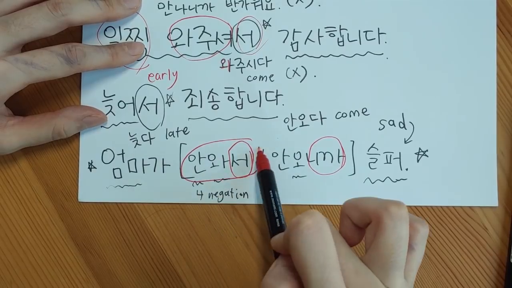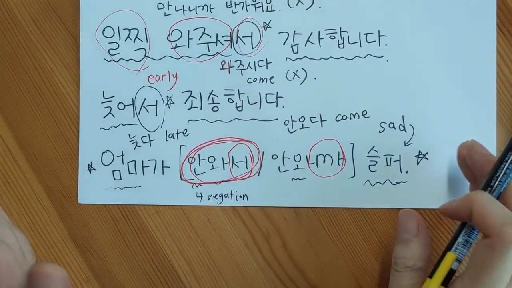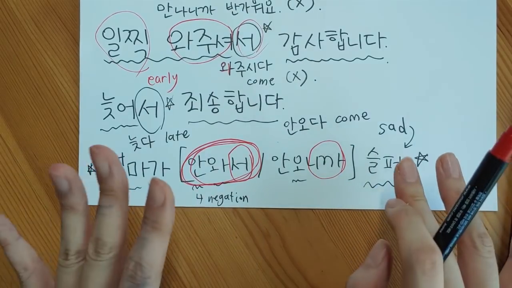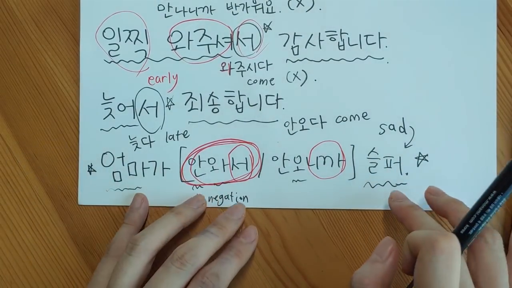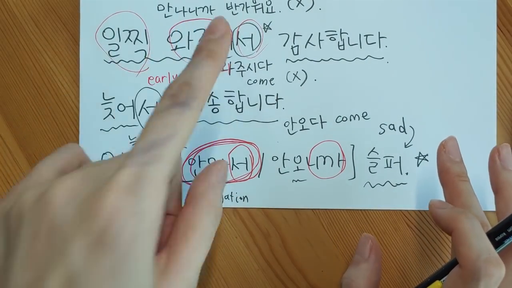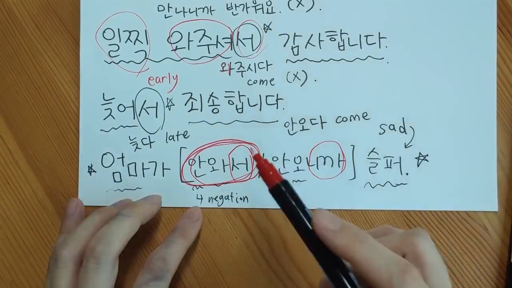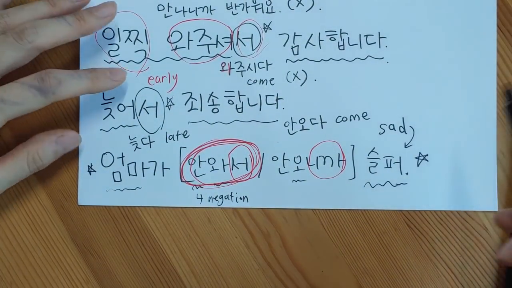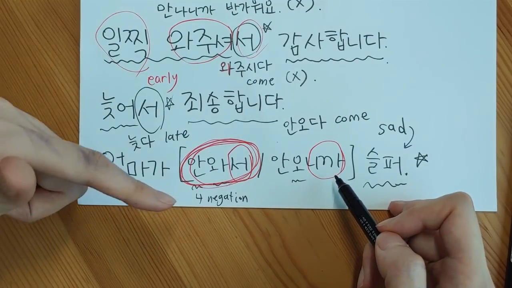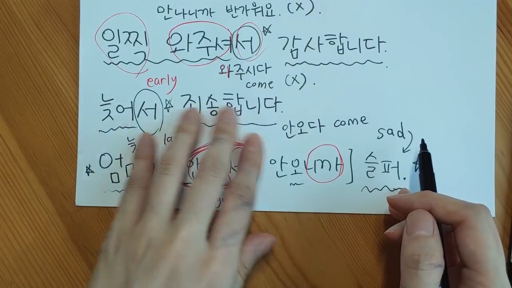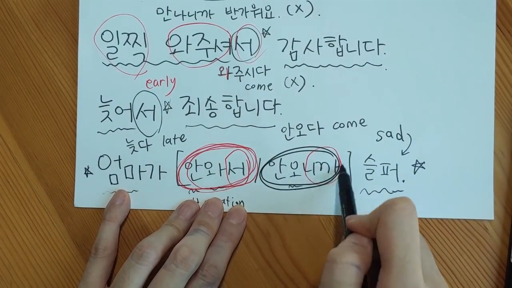So in that case, using 안 와서 sounds more natural. 엄마가 안 와서 슬퍼. So you're stating the general reason of you being sad, when the listener doesn't know that reason. So in that case, it's much more natural to go with 서. But when both the speaker and the listener are aware of the fact and the reason, then you can say 안 오니까 슬퍼.